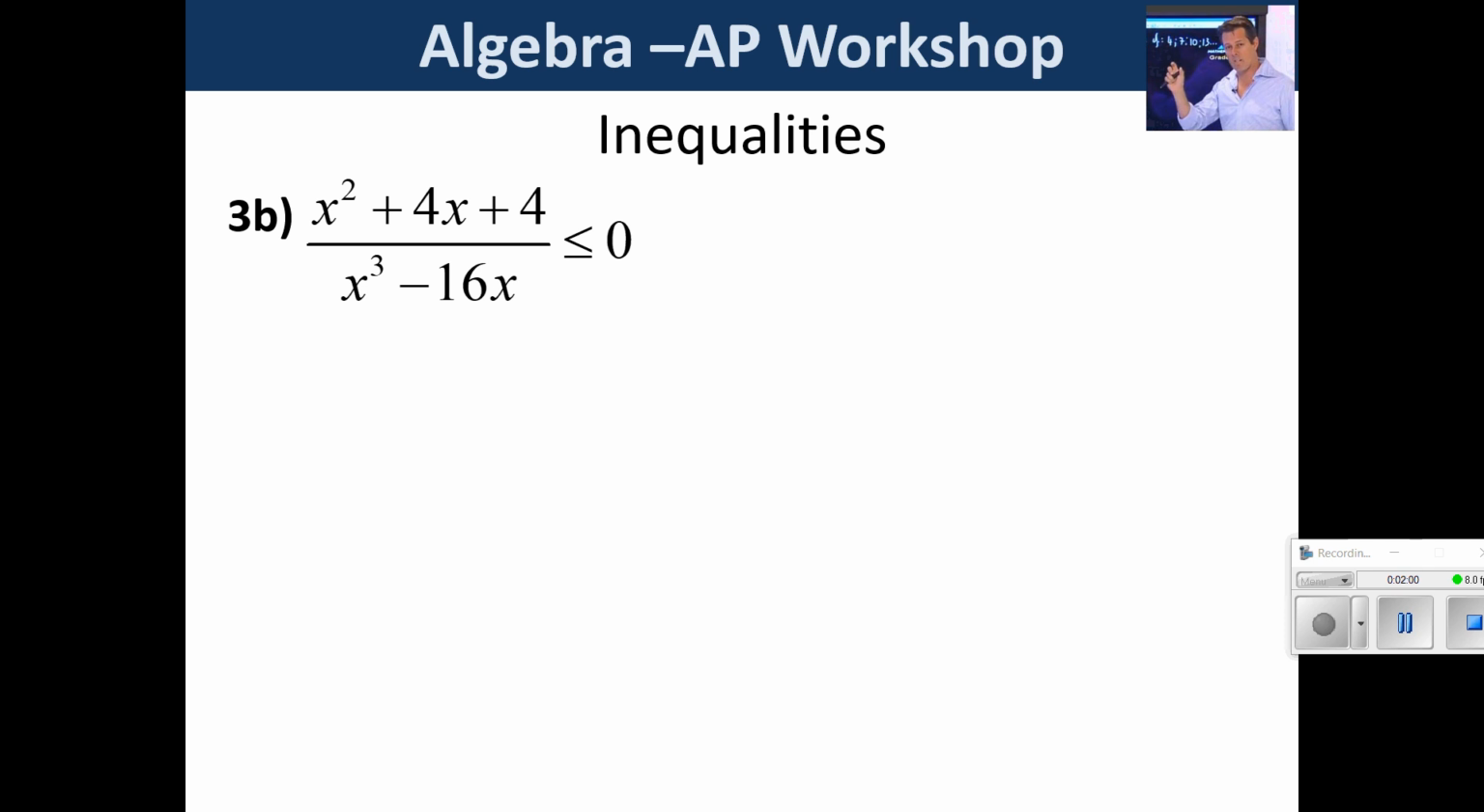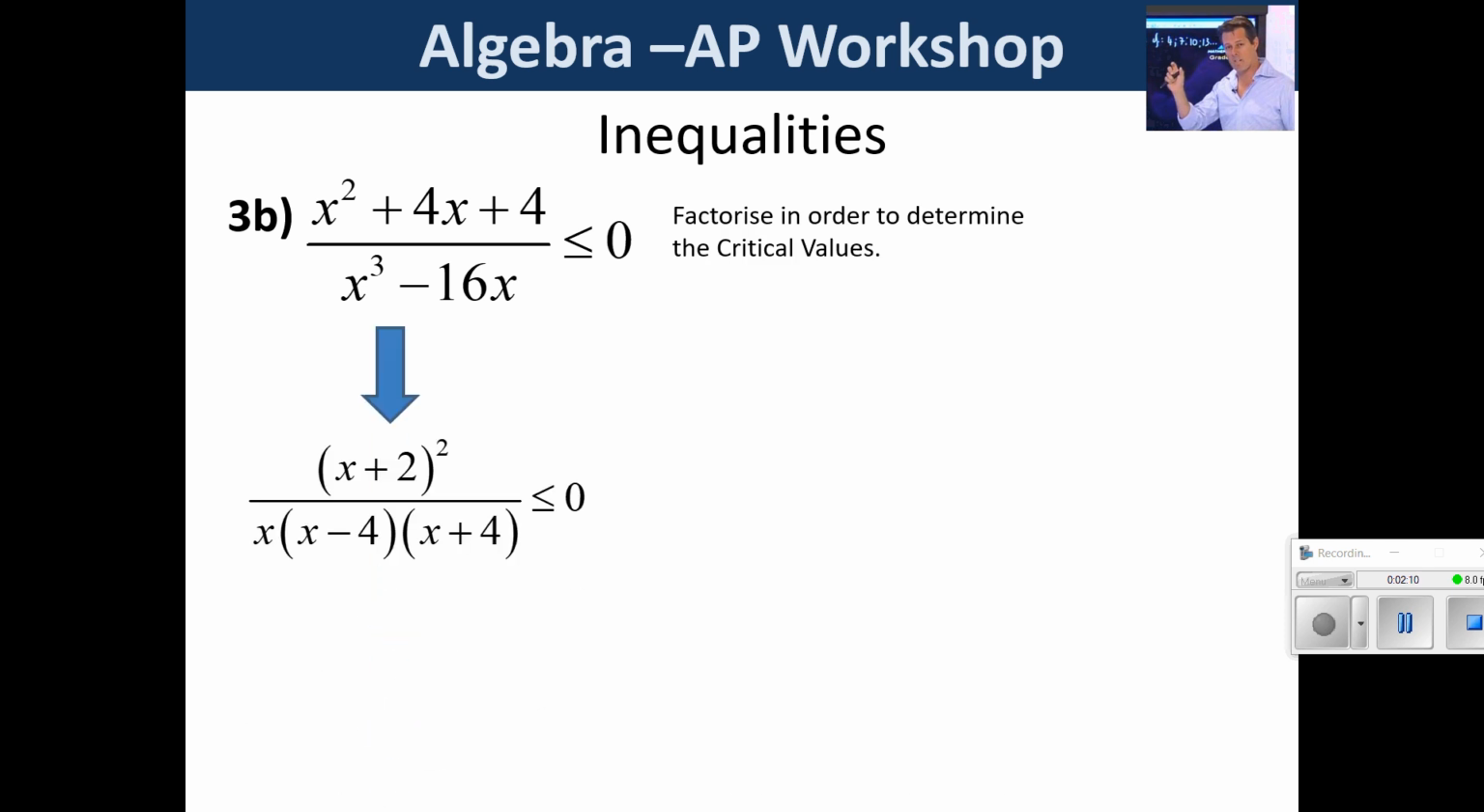Here's another example. Before you go anywhere, go and factorize. Factorize the numerator, factorize the denominator, so that you can go and get your critical values. Okay. The interesting thing here at the top is that we're going to get a bracket squared. Please remember that any bracket squared will always return a positive. So in actual fact, that doesn't really affect the signs in our sign table or our number line. But there is a 0, and that 0 is negative 2.